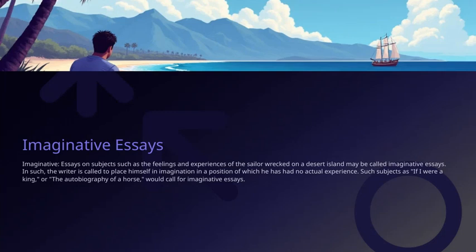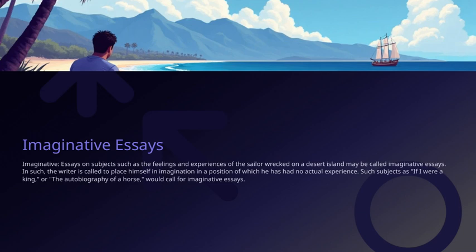Now, let's explore what makes an essay imaginative. Essentially, these are essays that revolve around subjects like the feelings and experiences of a sailor stranded on a desert island. The key idea here is that the writer is asked to use their imagination to step into a situation they've never actually experienced. For example, topics like "If I Were a King" or "The Autobiography of a Horse" require us to think creatively and put ourselves in someone else's shoes, or even in the hooves of a horse. These essays challenge us to create vivid, believable scenarios based on our imagination, which makes them quite engaging.